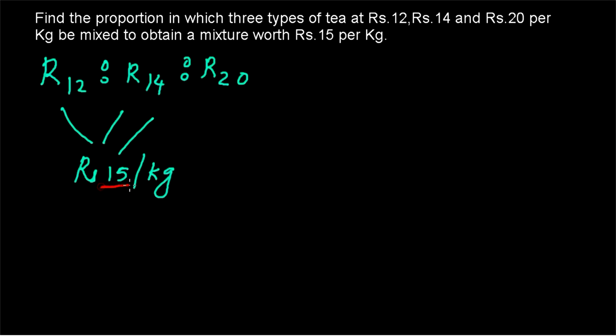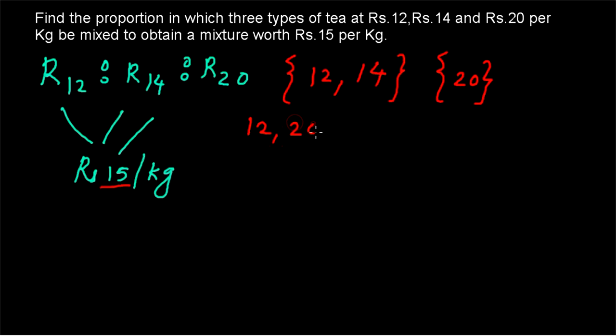Here the mean is 15. So we have to group as greater than mean and less than mean. Two groups. So here 12 and 14 are less than mean and 20 is greater than mean. So the possible combinations in order to get the mean 15 will be 12 and 20 may be grouped together and 14 and 20 may be grouped together.